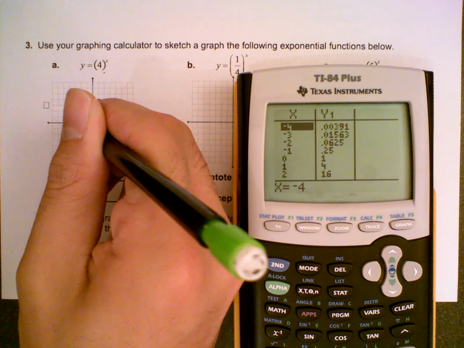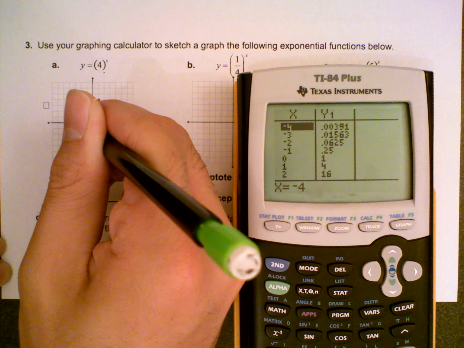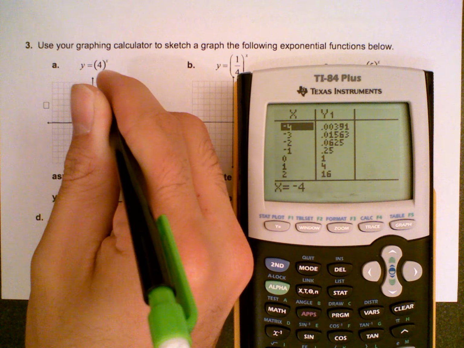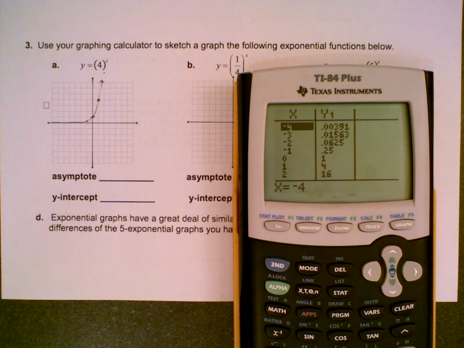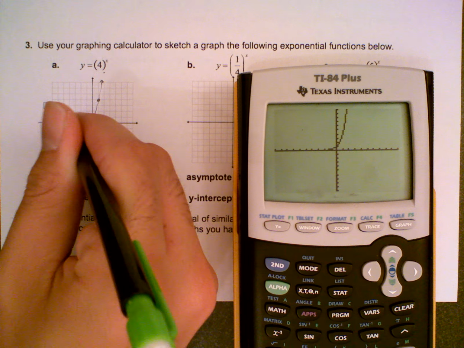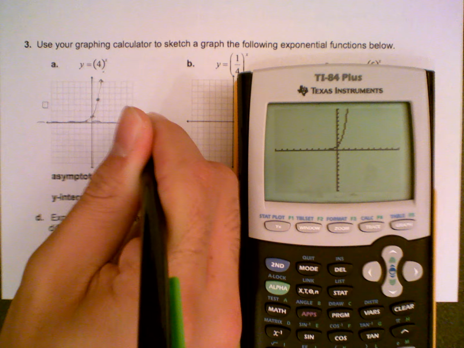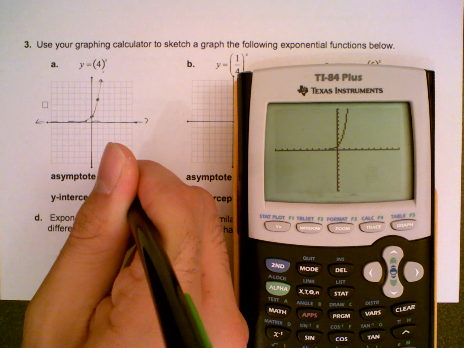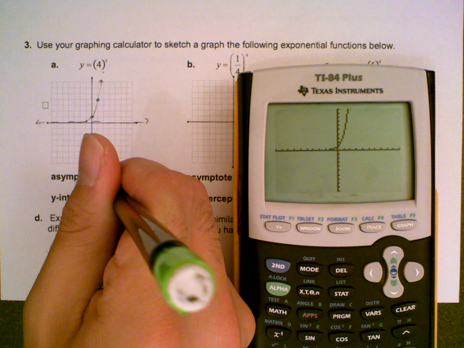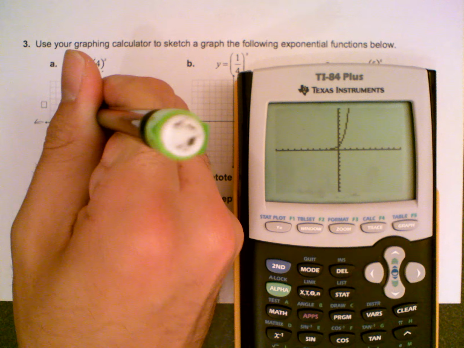So I can see that my graph is going to do this right here, and it's going to get really big really fast. And if I hit graph, that does seem to match that graph pretty well. So my asymptote, where is that going to be? Let's draw it. You can see that it's going to be at y equals 0 once again. So it's never actually going to touch that. And my y-intercept is going to be 1. It crosses right there at 1.